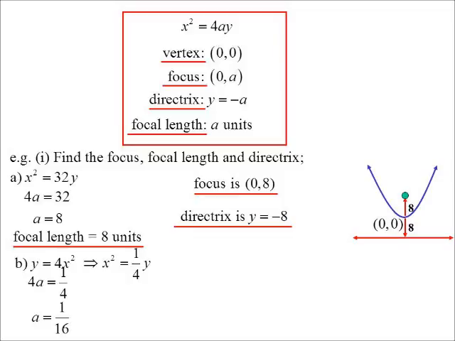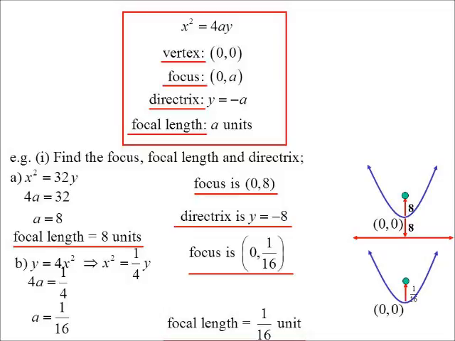A is 1/16. So okay, focal length is 1/16. There's my happy parabola. The focus will be 1/16 above, so it's at 0, 1/16. And the directrix 1/16 below, y equals minus 1/16.